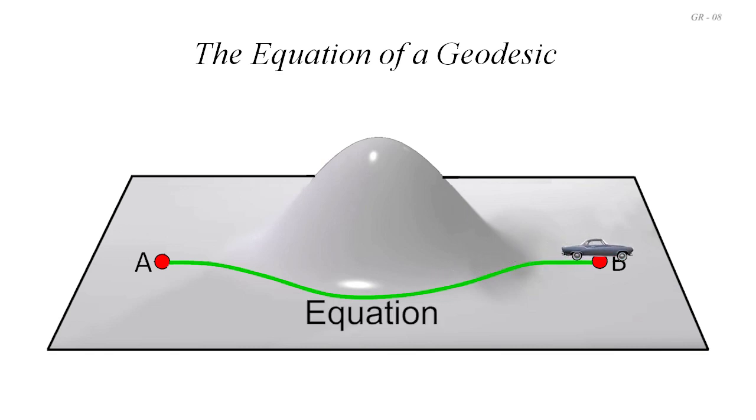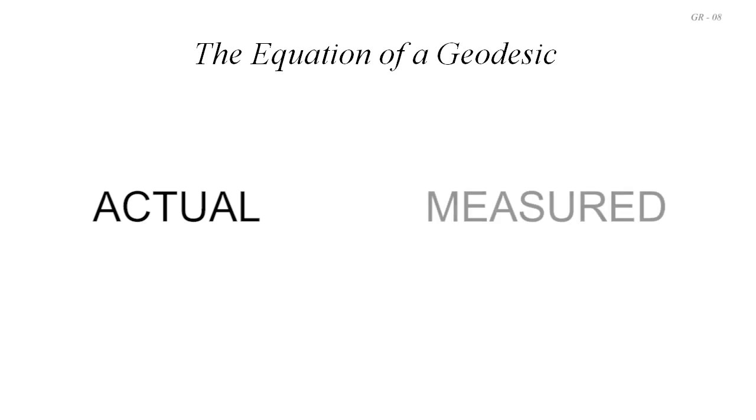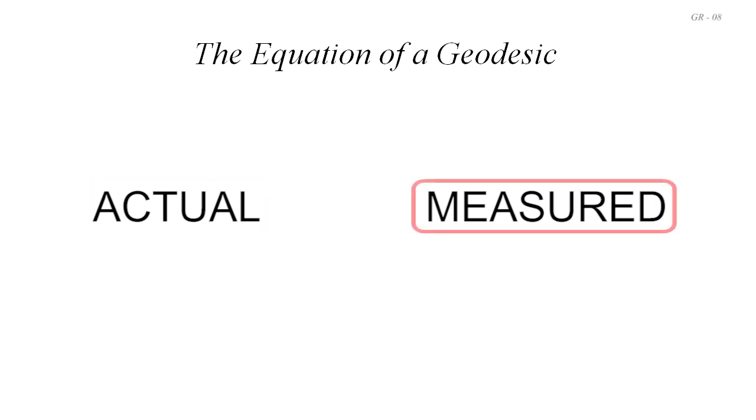Once we've done that, of course, we can fairly easily extend the result to any kind of multi-dimensional space, and we will then have the equation of a geodesic in spaces with any number of dimensions. In what follows, I will probably overuse the words actual and measured. The actual being what's really going on, the underlying reality, and the measured being what readings we get from the metric about what's going on.